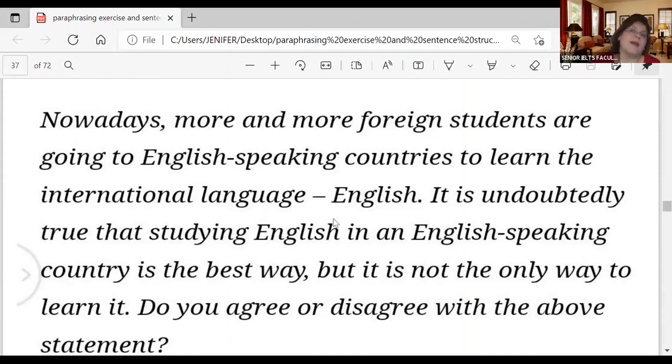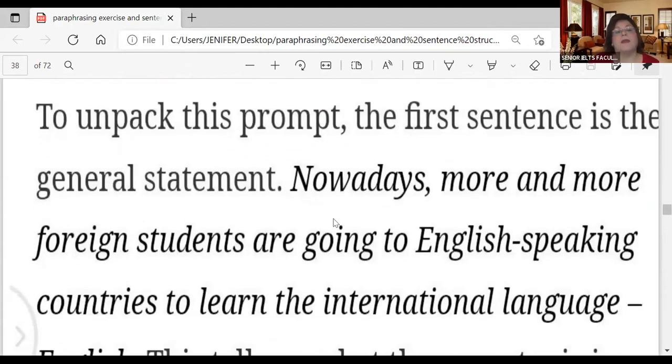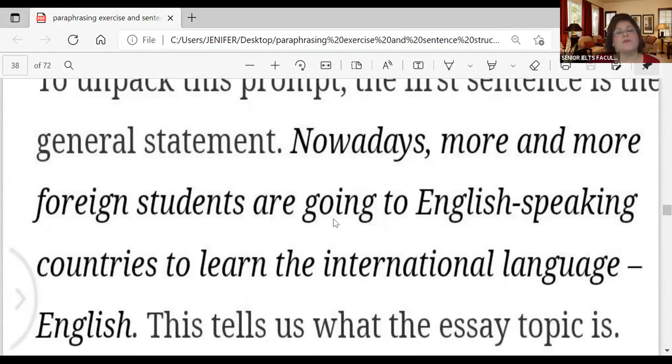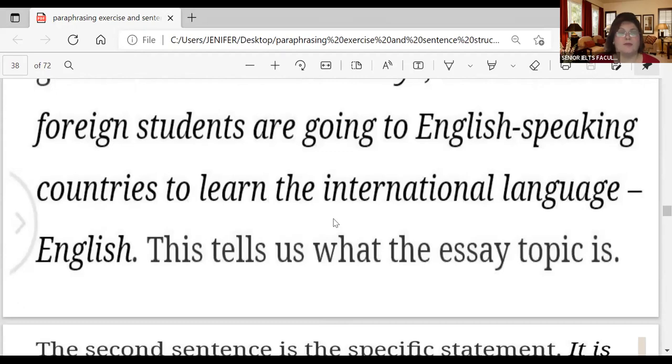पहली बात तो I am agreeing आप नहीं लिखोगे, I am disagreeing आप नहीं लिखोगे, आप सीधा लिखोगे I agree, I disagree. I partially agree. ठीक है, अभी हम जो paraphrase करेंगे, to unpack this prompt, the first sentence is the general statement that nowadays more and more foreign students are going to English speaking countries to learn the international language, English. This tells us what the essay topic is all about.